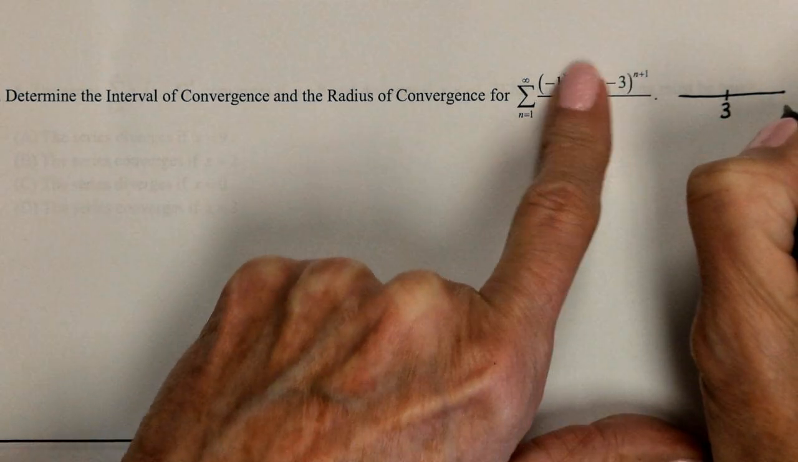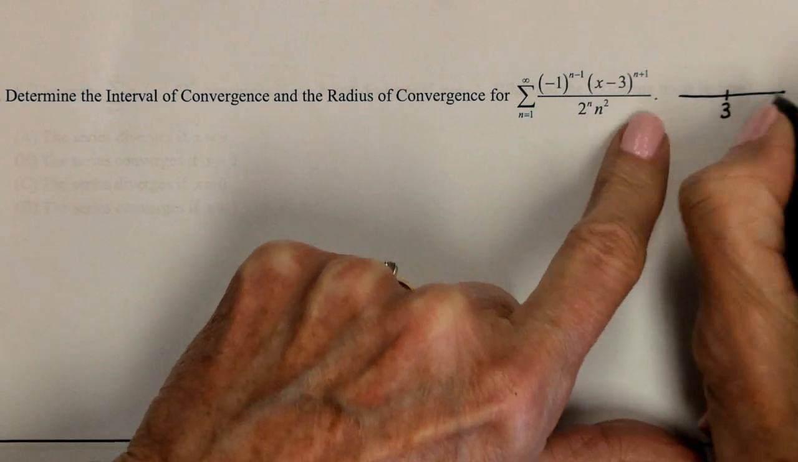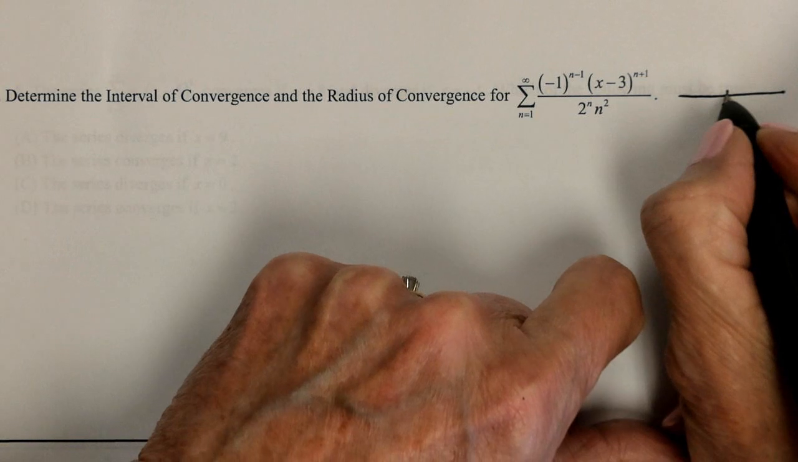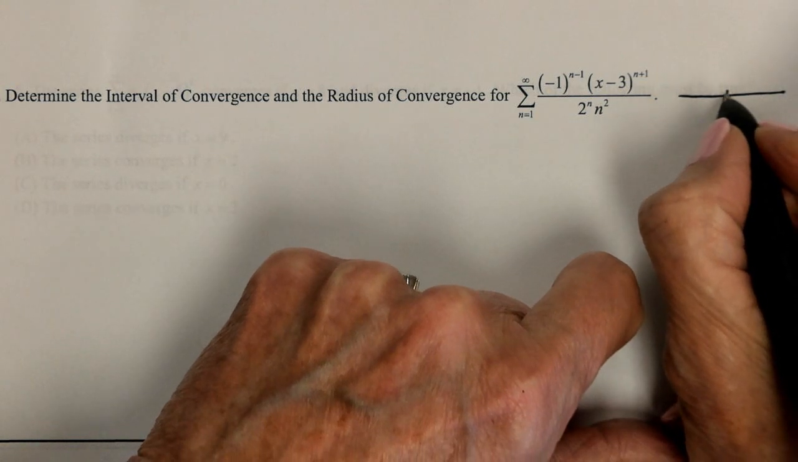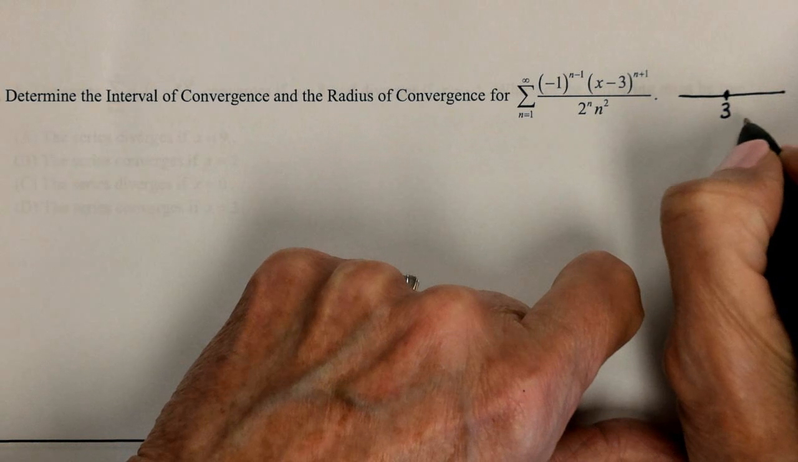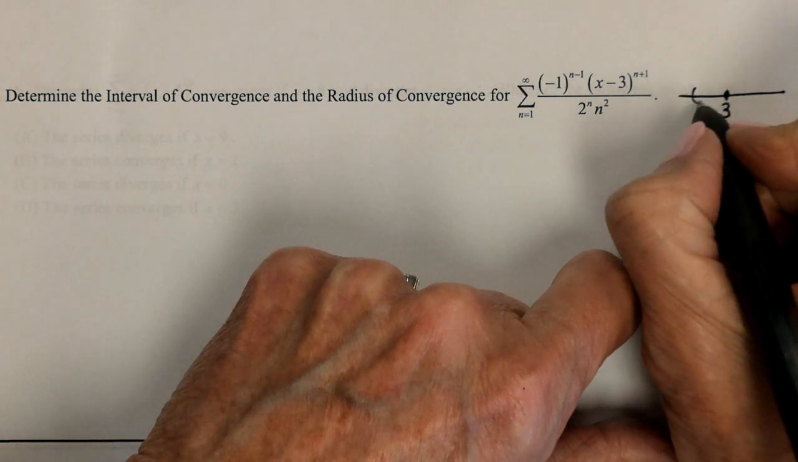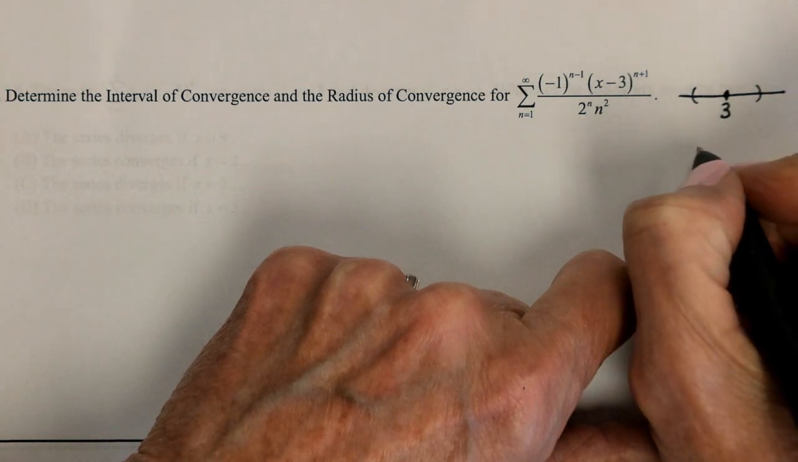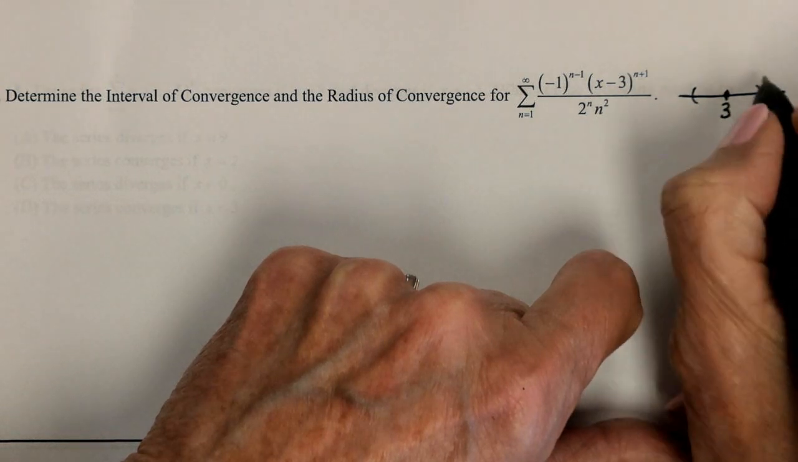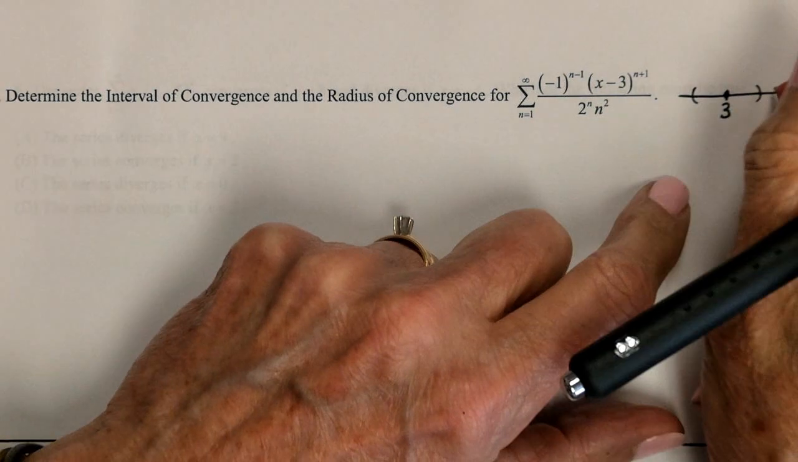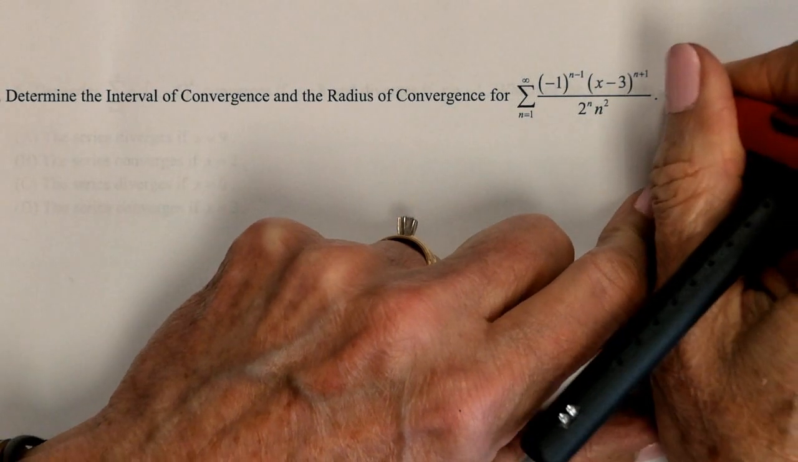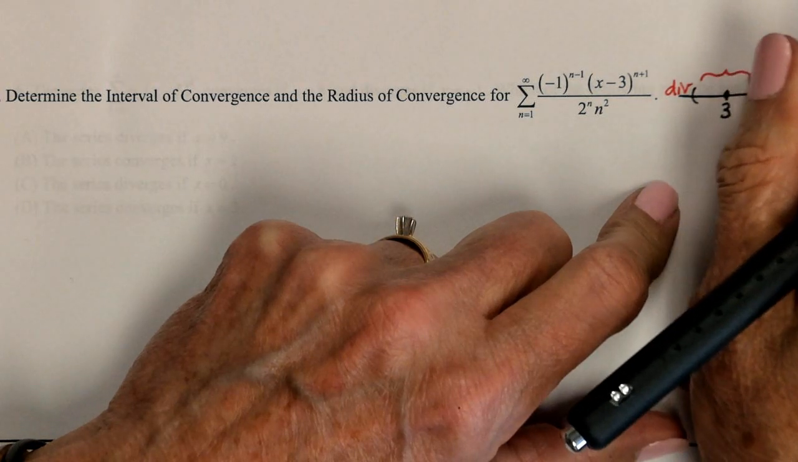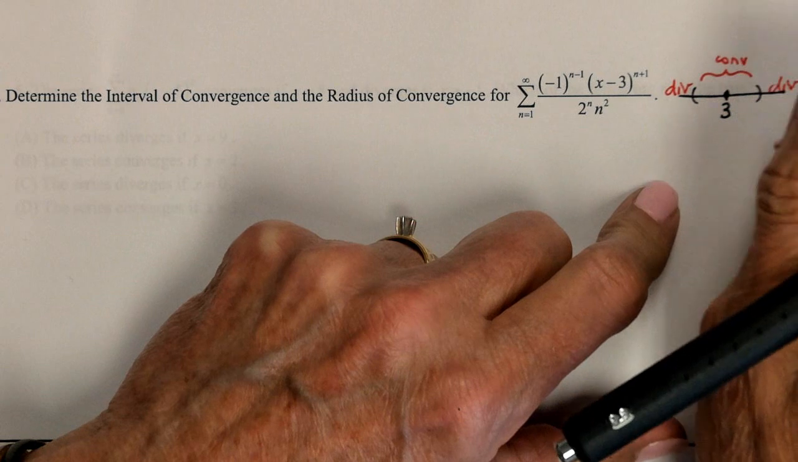No factorials. So I know that this does not converge for all real numbers. It always converges right at the center. I know it converges right at the center every time. And there's some interval around 3 where it converges. Outside of the interval, it's going to diverge. Inside of the interval, it will converge. Okay?